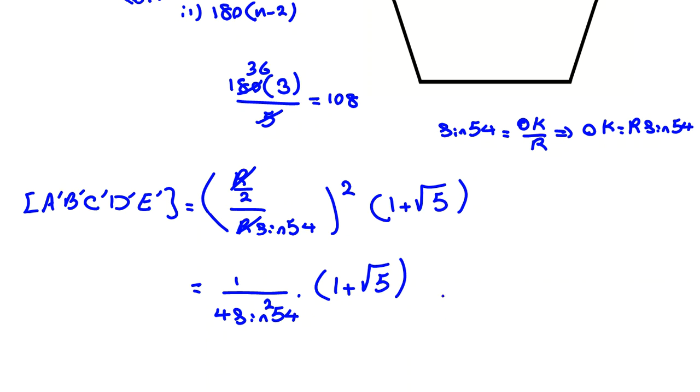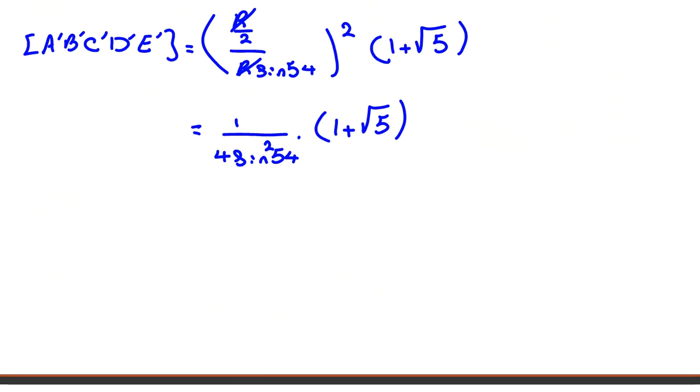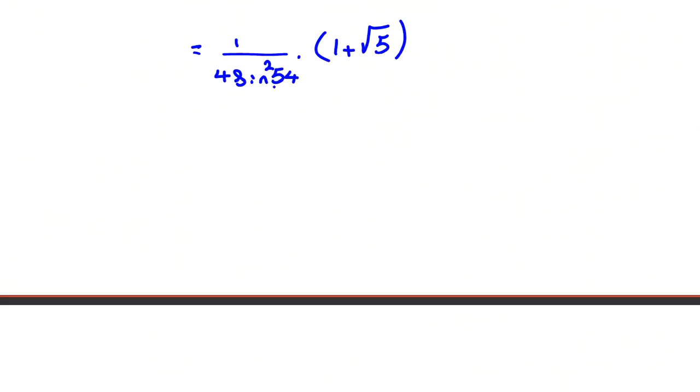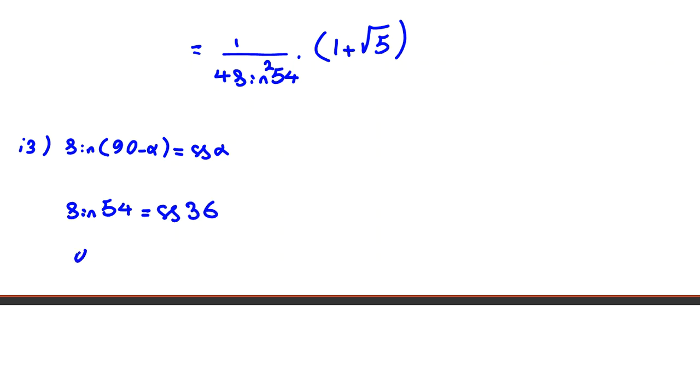Okay, for this part, we should be able to find sine 54. Let me tell you how to calculate sine 54. I told you two ideas. Okay, idea 3. When you want to find sine 54, you can say sine of 90 minus alpha equals cos alpha. And before the exam, I said this. So sine 54 is cos what? Cos 36.